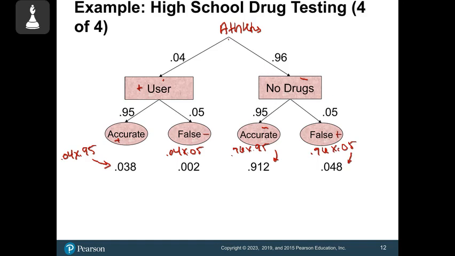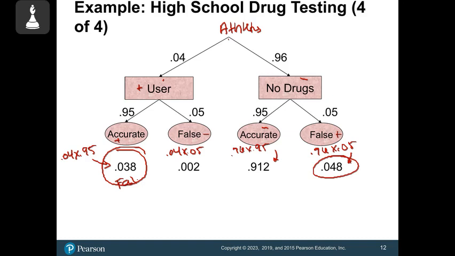Now, the question asked, though, for all of the athletes that we look at, what fraction of the athletes who fail the test are falsely accused? So we want to see those that fail the test. Well, these fail the test. They are positive drug users, and they came back positive. These also failed the test. They are false positives. Okay? There was an accurate positive and a false positive. If you test positive for drugs, you failed the test.